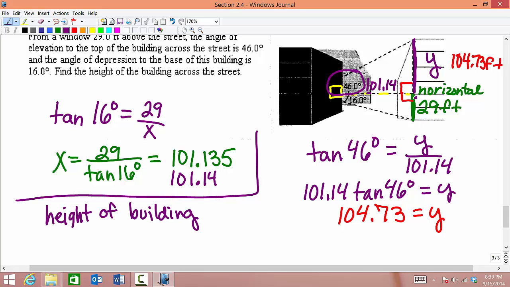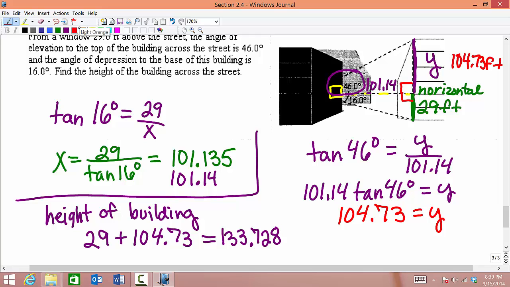Now, what is the height of the entire building across the street? Of course, the height of the building would have to be from the base of the building to the horizontal, so 29, plus from the horizontal to the top of the building, which we found to be 104.73 feet. And when I add those two together, I get 133.728. And we'll go ahead and round this to the tenth again. So that would make this 133.73 feet. So the height of that building total would be 133.73 feet.